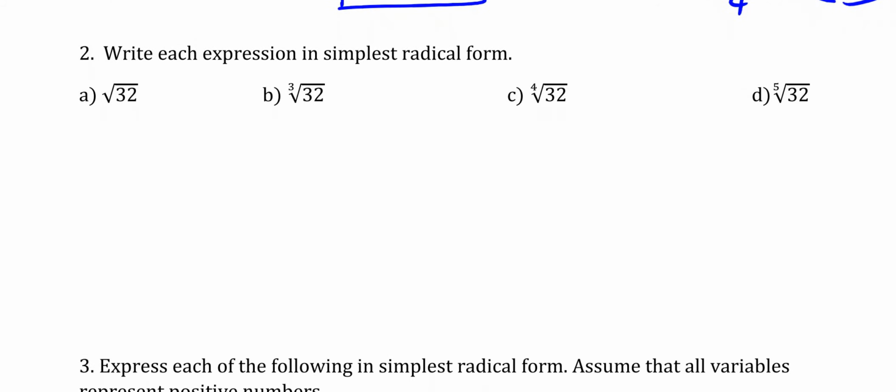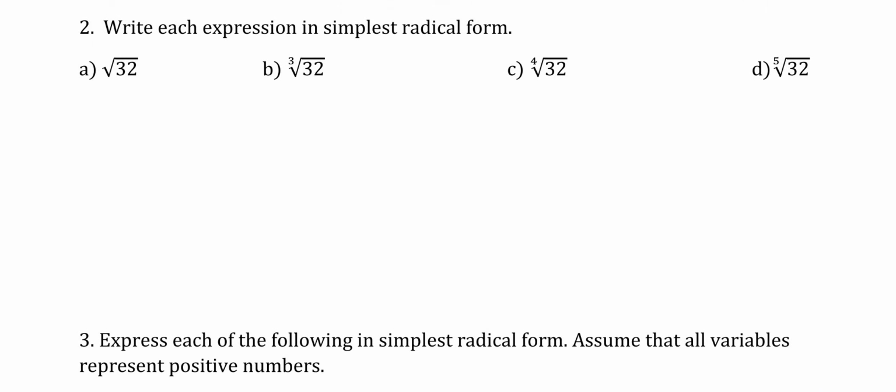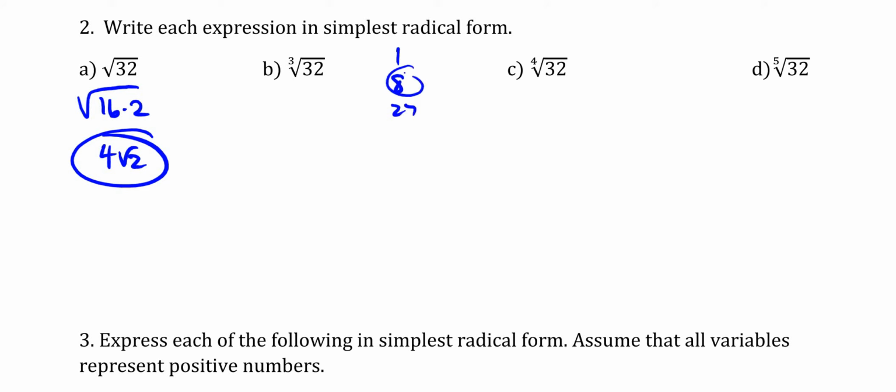Number 2 is a really interesting question. Square root of 32 is 16 and 2, which becomes 4 square root of 2. The cube root of 32, well, if you think of cube roots, I have 1, 8, 27, so 8's got to be the one that goes in there. So it'd be 8 and 4. So that becomes 2 cubed root of 4.